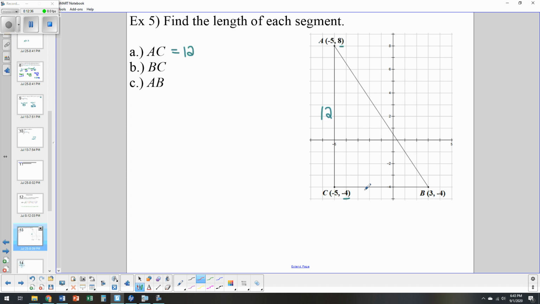BC is also good. It's a horizontal line for us. We notice they both have the same y values. So we're really checking how am I getting from negative 5 to 3. So if I did negative 5 minus 3, I get negative 8. But we know it always has to be positive. So I'm going to say that's positive 8.